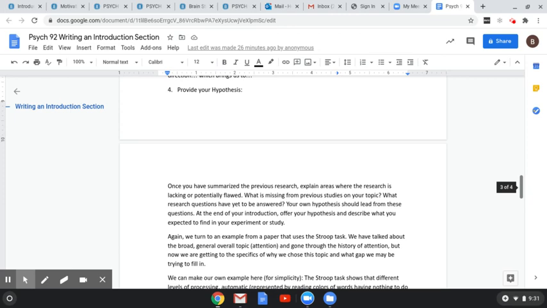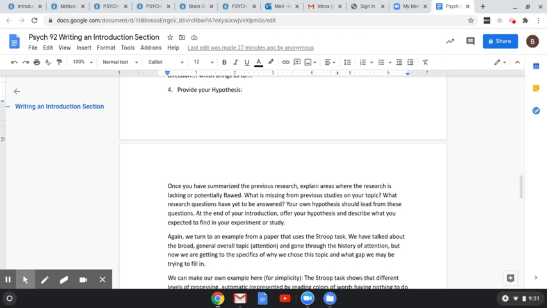Well, what happens if we compare a neutral task with an interference task? And boom, we have the Stroop task, right? So your own hypothesis should lead from these questions. At the end of your introduction, offer your hypothesis and describe what you expected to find in your experiment or study. So again, we can turn to an example from a paper that uses the Stroop task.